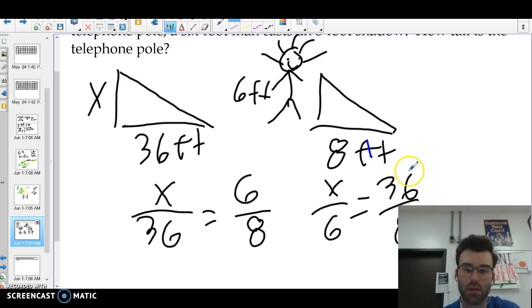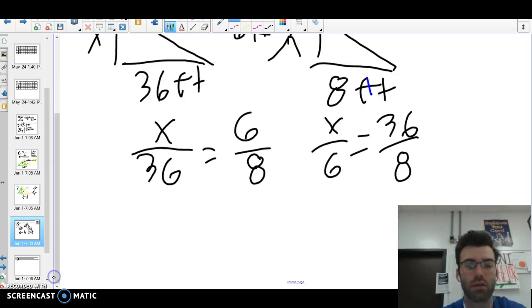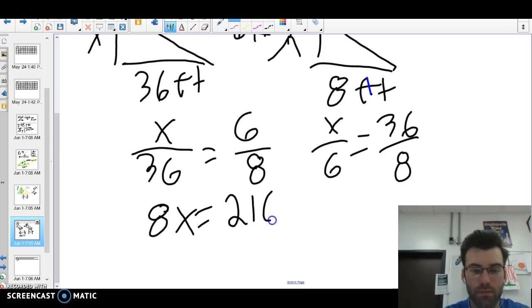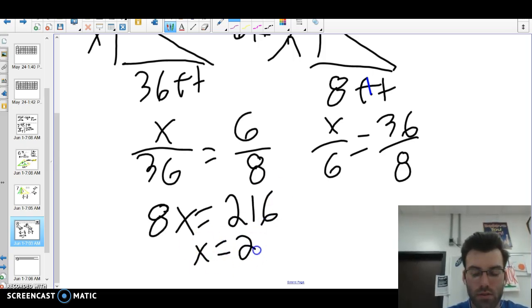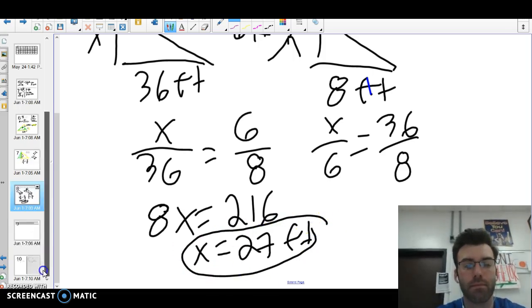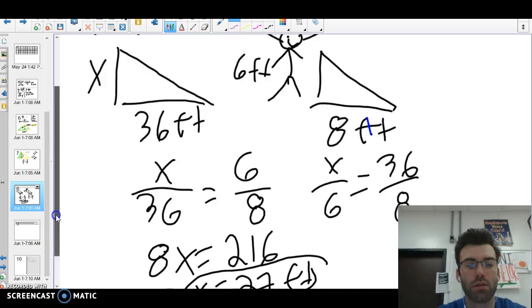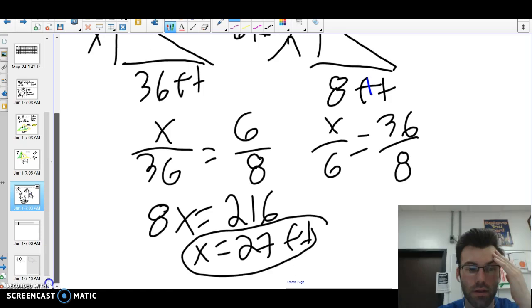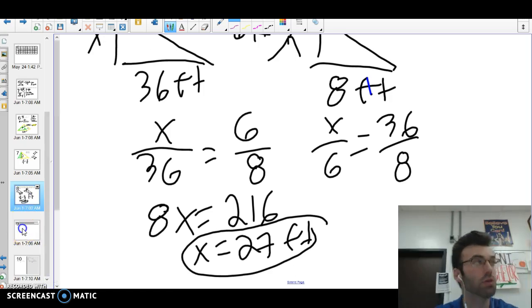And then crisscross applesauce. I'll do it over here. 8x equals, what is it, 216? So x is 27 feet. Bam. Again, if you have any questions, let me know. The key to these problems is drawing two triangles. Drawing two triangles.